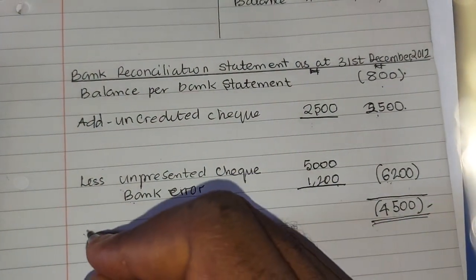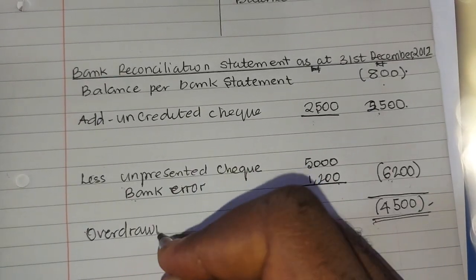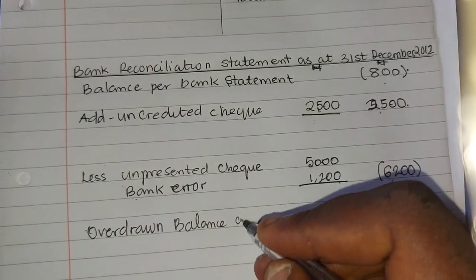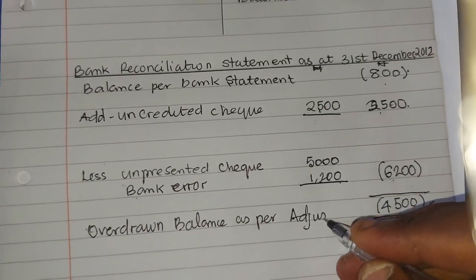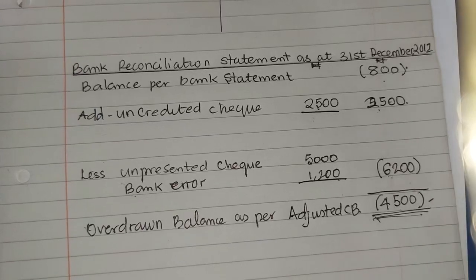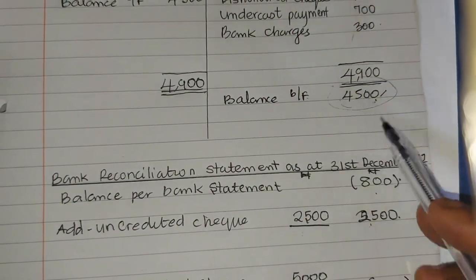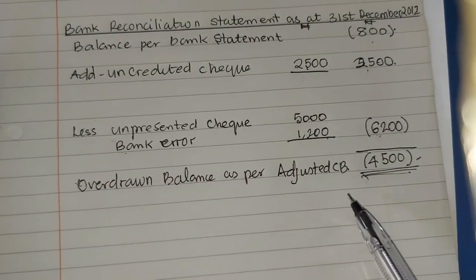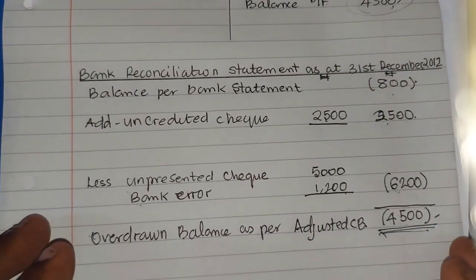So you now write overdrawn balance as per adjusted cash book. When the adjusted cash book has a credit balance, that is an overdrawn balance. That's why this is giving us a negative figure. Hope you understand this question.